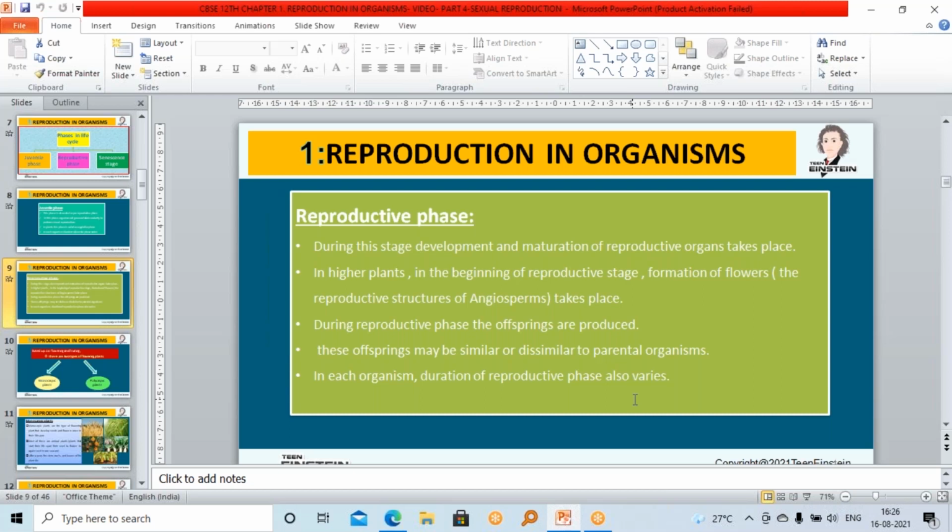Flowers are the structures of reproduction. Flowers are the reproductive structures in angiosperms. Only in angiosperms is flower formation there. So, in angiosperms, we can easily make out that it is the starting stage of the reproductive phase.